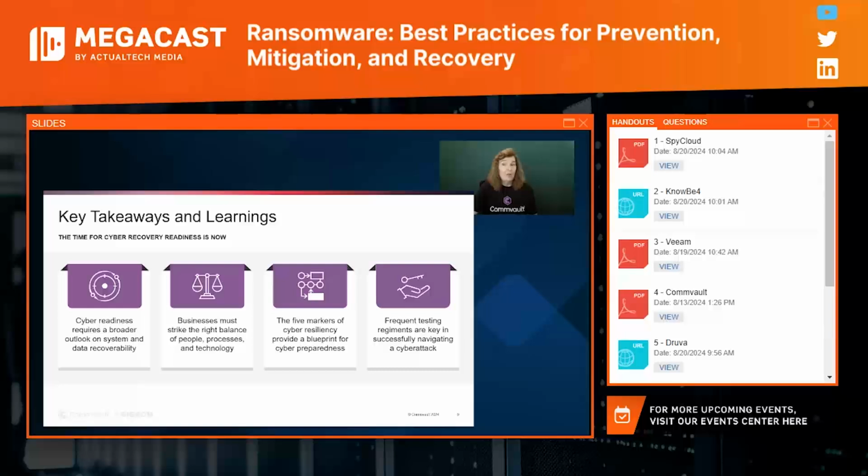And finally, remember that frequent testing regimens are not just essential, but serve as your proactive shield in successfully navigating a cyber attack. They will ensure that your systems are always prepared and secure. This is how you can be ready to recover from ransomware.